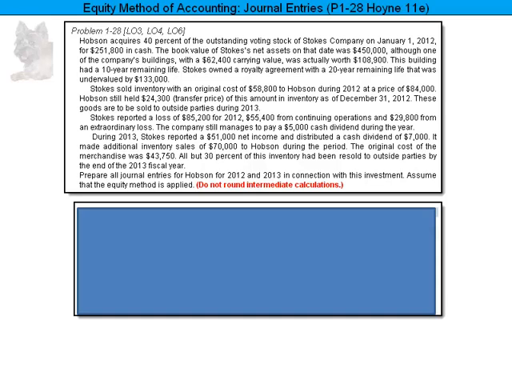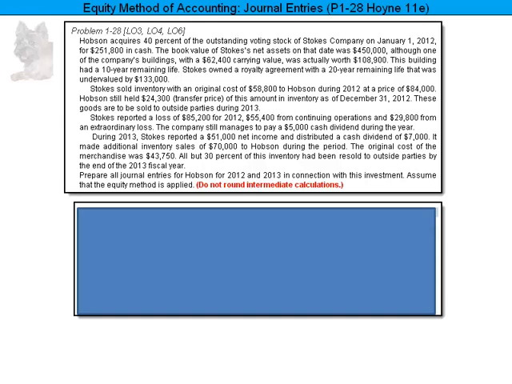$251,800 in cash. The book value of Stokes' net assets on that date was $450,000, although one of the company's buildings was $62,400. That was its carrying value. It was actually worth $108,900. The building had a 10-year remaining life. Stokes owned a royalty agreement with a 20-year remaining life that was undervalued by $133,000.